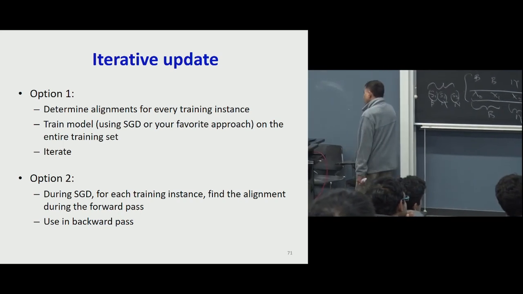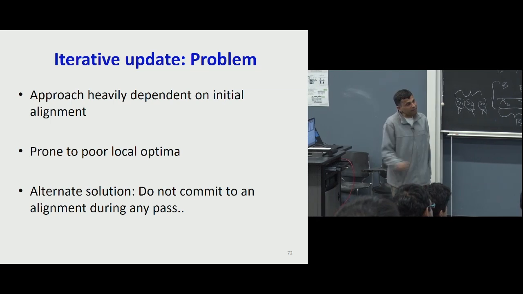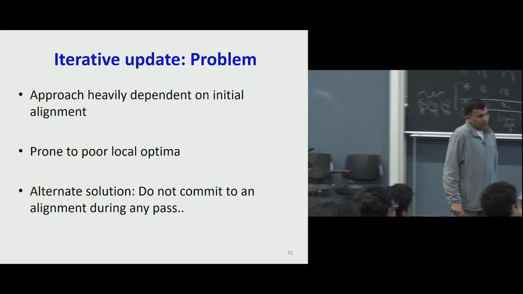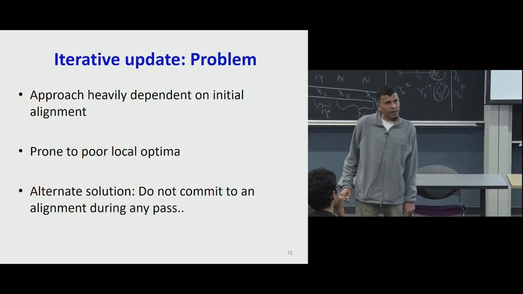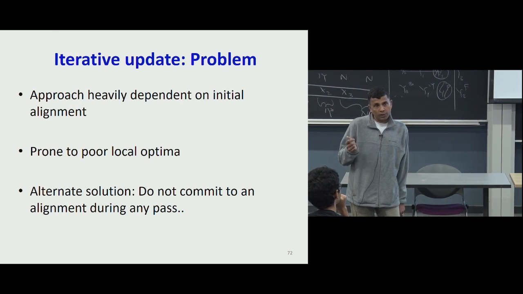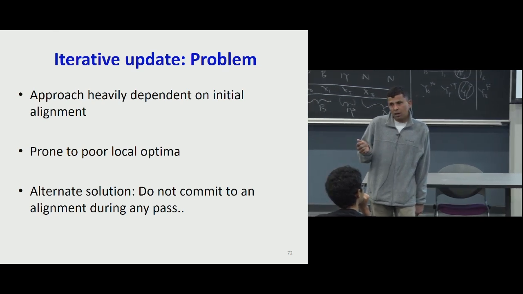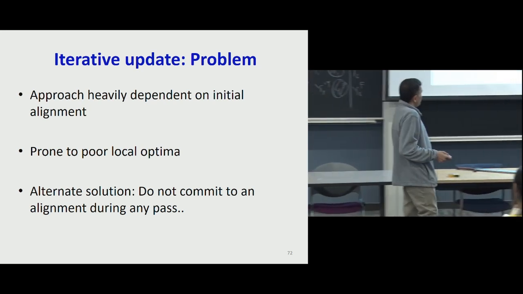Now, the problem here is the approach depends heavily on the initial alignment. If my initial alignment is completely rubbish, then this is very quickly going to fall into a black hole. It's going to give you bad estimates, right? And the model is going to be bad.